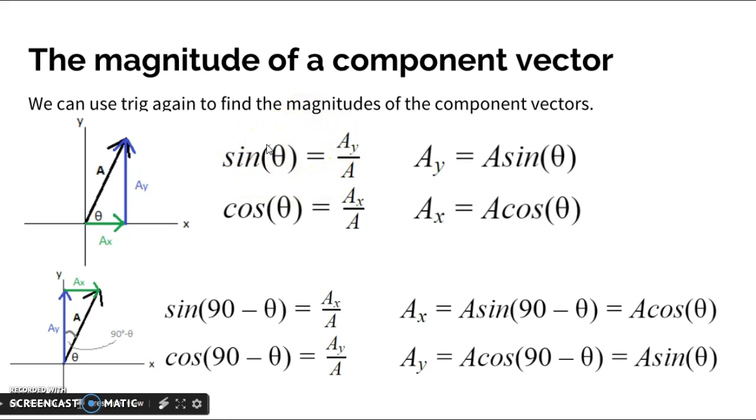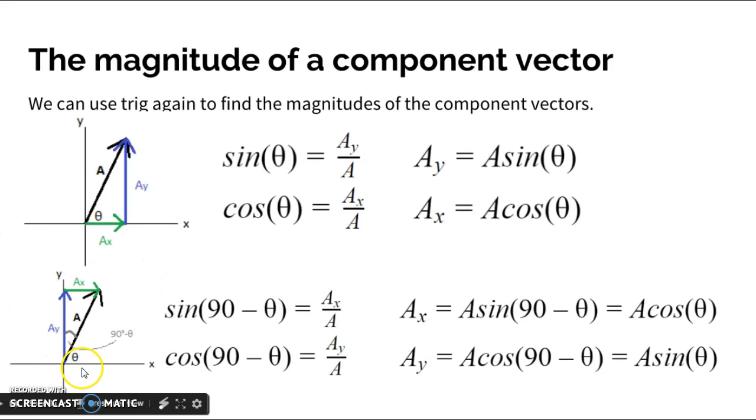We can rearrange that and solve for the y component, and in doing so we see that the y component of vector A is going to be expressed as A sine theta. And we can do the same thing for cosine, and it's going to be A cosine theta, similarly.